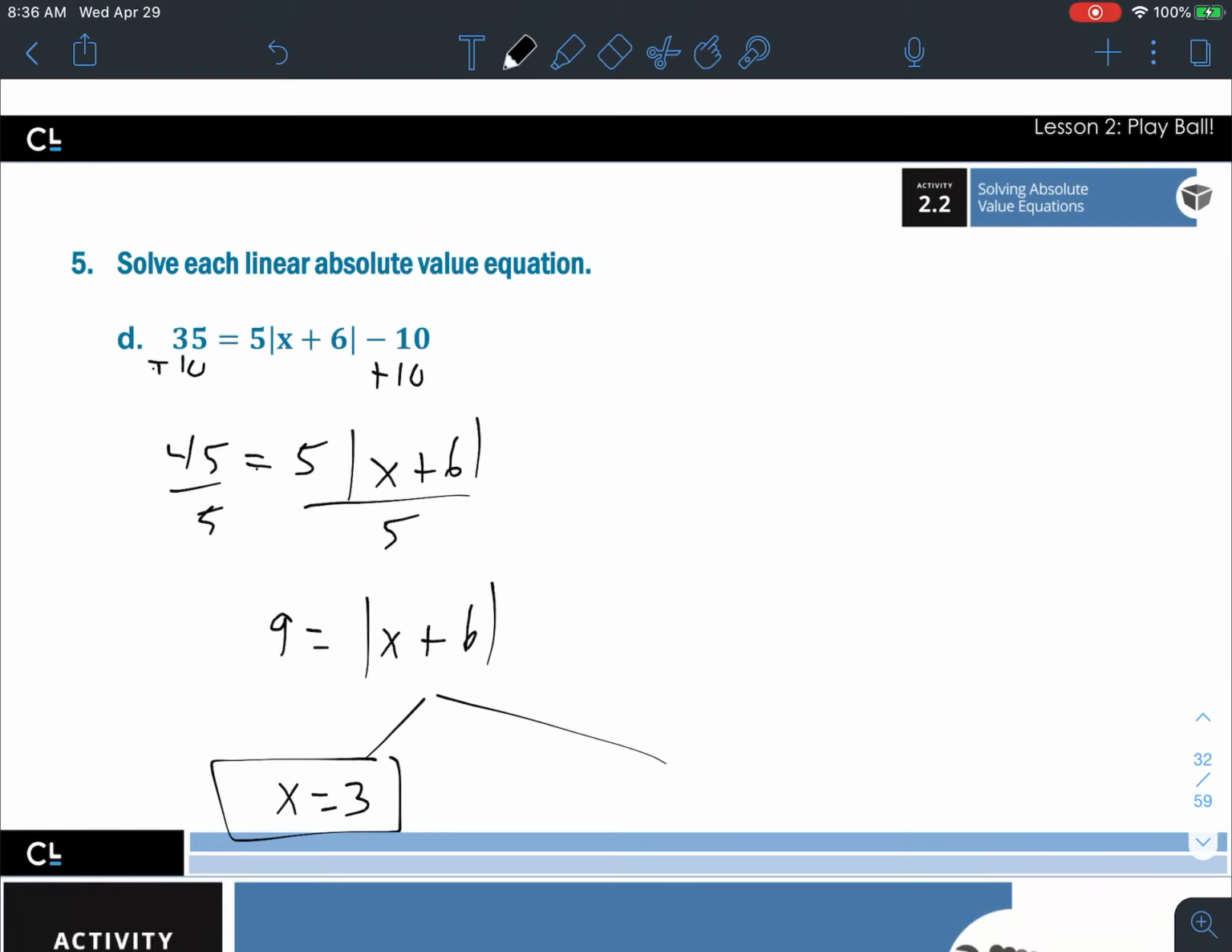And lastly, our last part that we can look at here is doing a negative number plus 6 will give us 9. So if we add 6 and 9 together, that's going to give us 15. And because we know it's got to be a negative number, we can make this negative 15 as our x. Because negative 15 plus 6 gives us negative 9. The absolute value of negative 9 gives you positive 9.